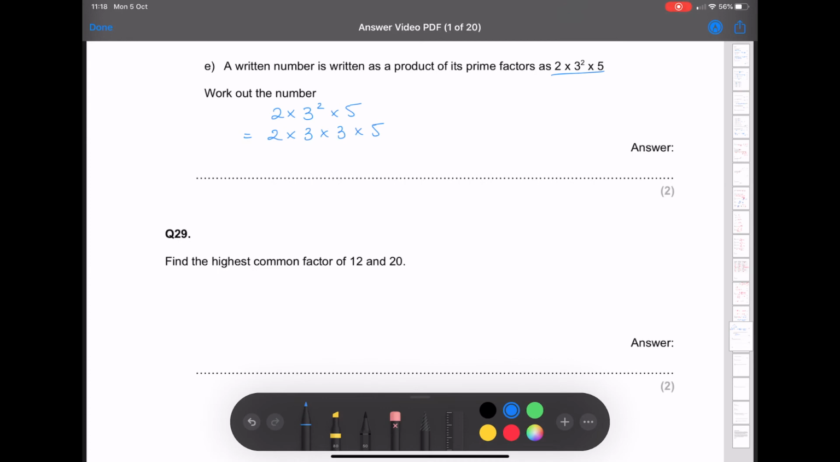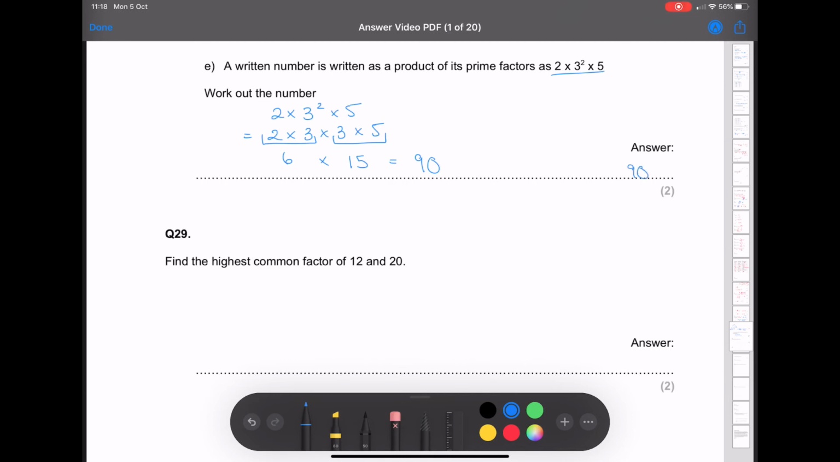Yeah, so 3 times 5 is 15, and 2 times 3 is 6. And then 6 times 15, you could probably do that quite easily, because 3 times 15 is 45. So double that, it's 90. All right, so your answer would be 90.